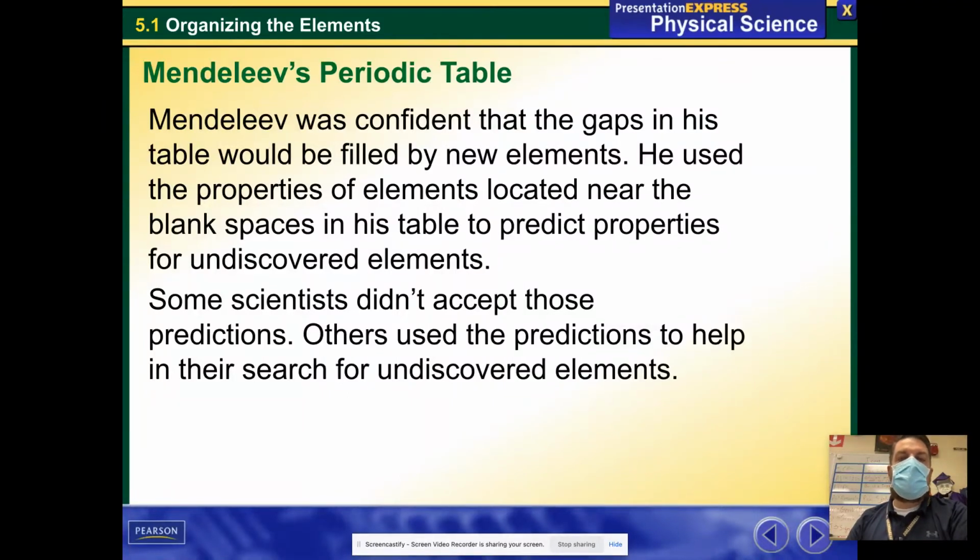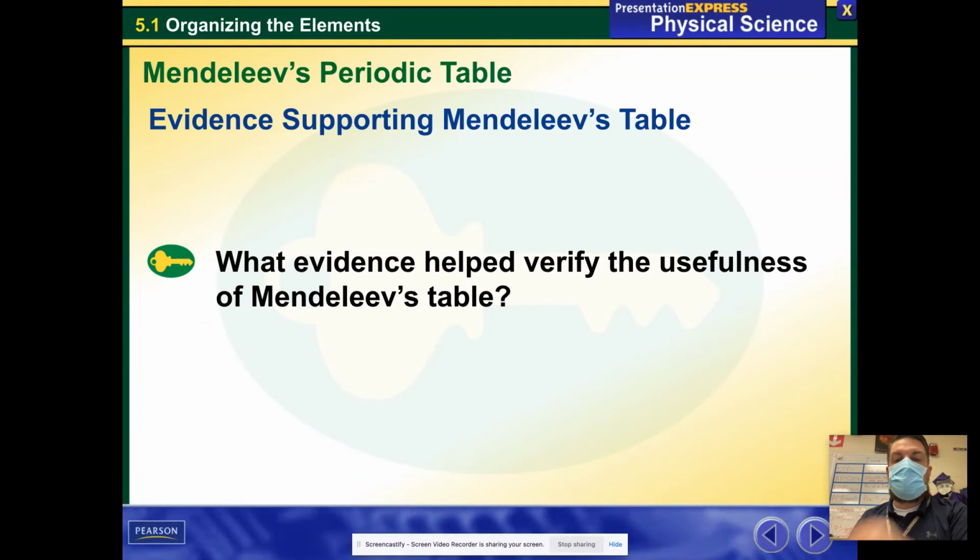And so he used the properties of the elements located in the blank spaces in his table to predict the properties of undiscovered elements. In other words, the way that he grouped them, and I'll just let you in on the secret, it's the outermost ring, how many electrons they have in the outermost ring. Group 1 has 1 electron. Group 2 has 2 electrons. Group 8 has 8 electrons. All right. So some scientists didn't accept these predictions, and others used these predictions to help them search to find undiscovered elements.